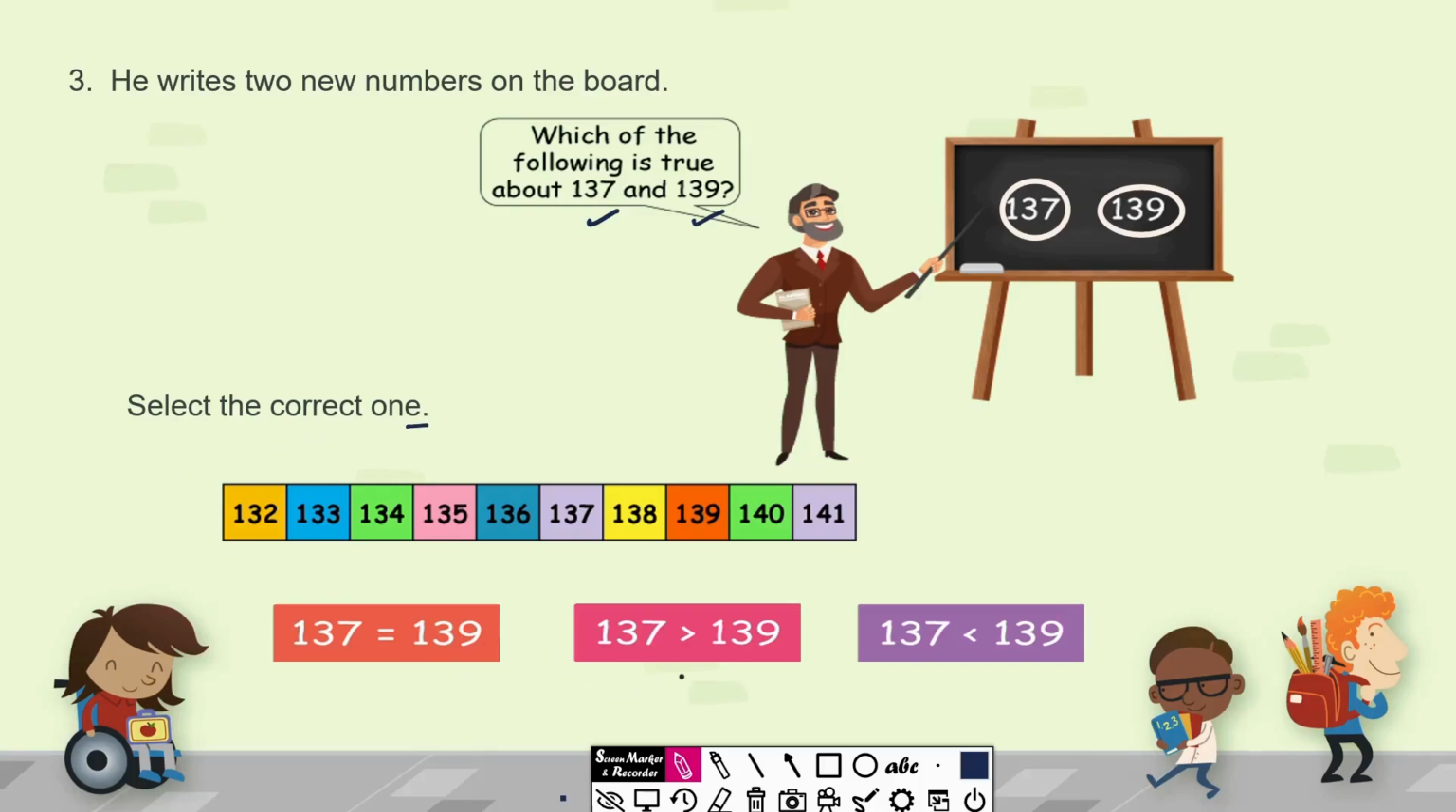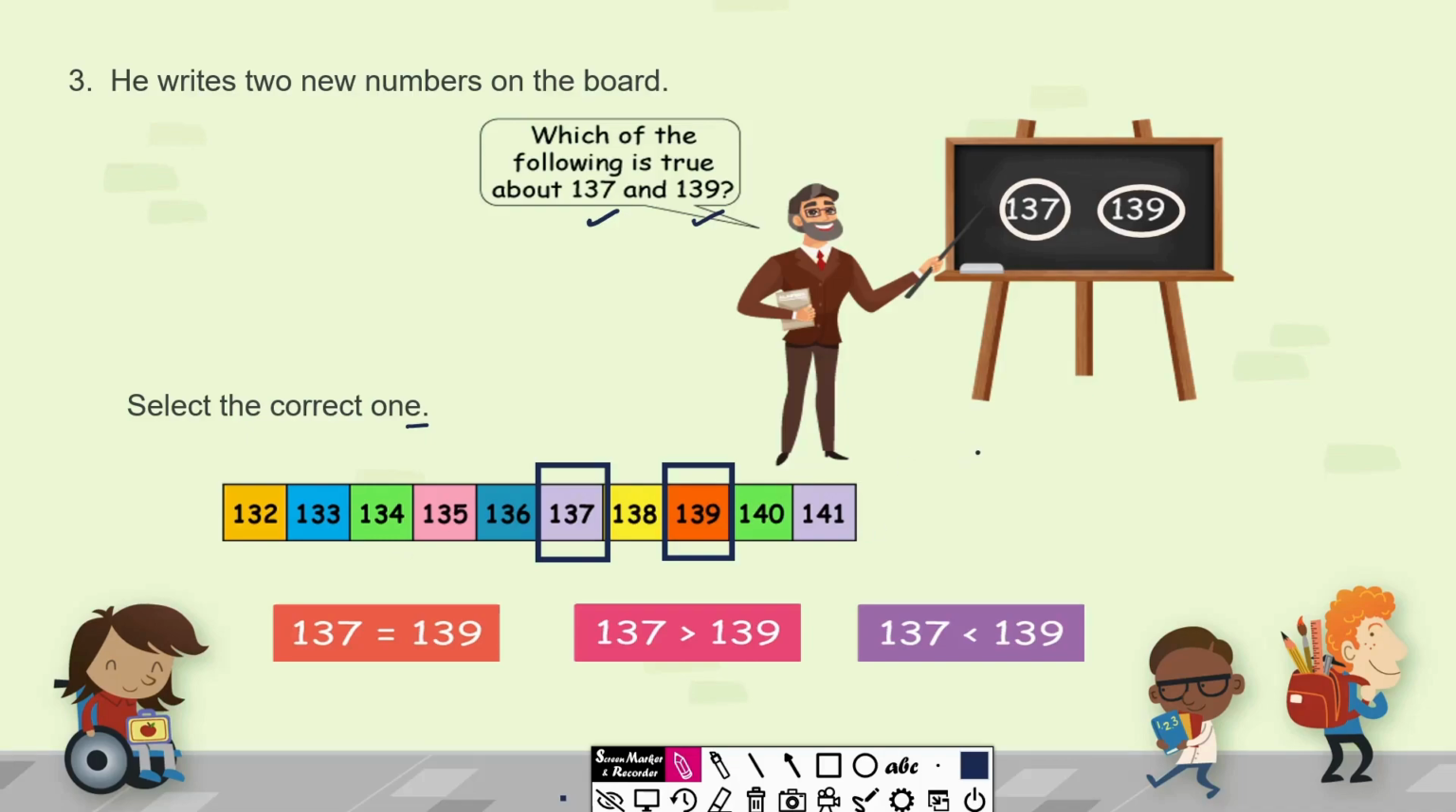Okay, let's find these two numbers on the number line. So, where is number 137? 132, 133, 134, 135, 136 and 137. Here is number 137. And where is number 139? 132, 133, 134, 135, 136, 137, 138 and number 139. Okay. So, which is the bigger number among these two? The number which is coming in the right hand side is always the bigger one.